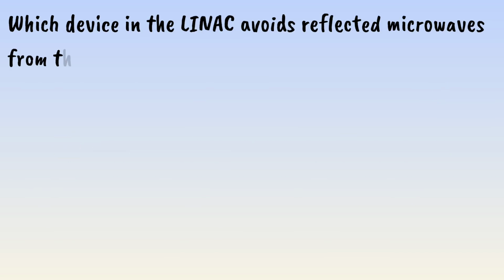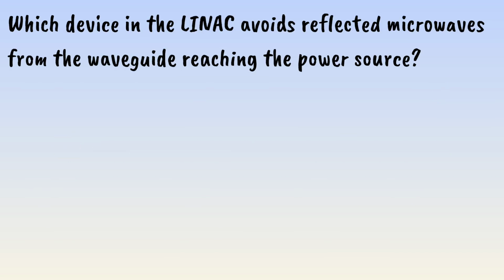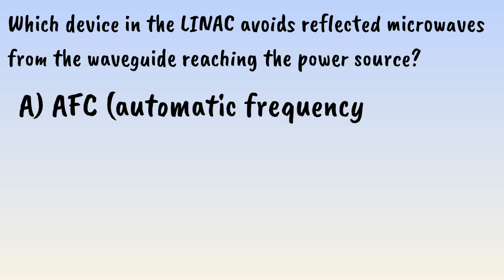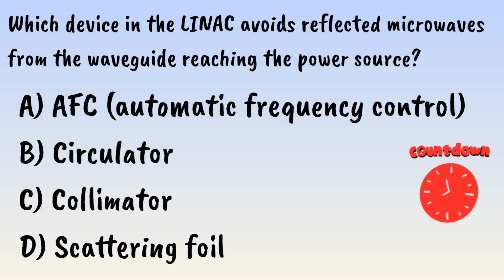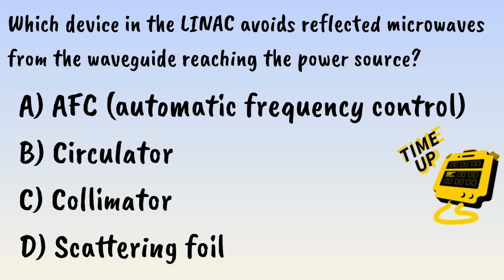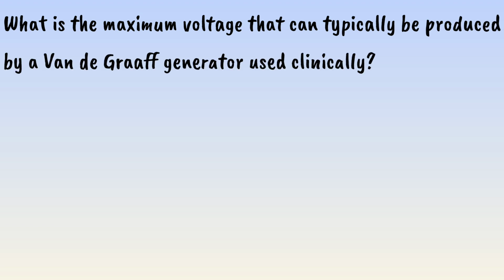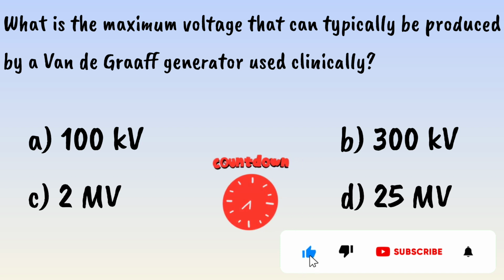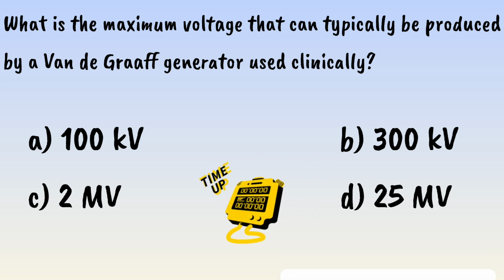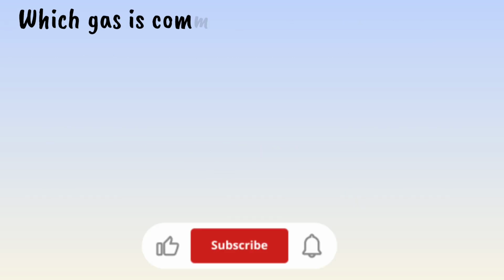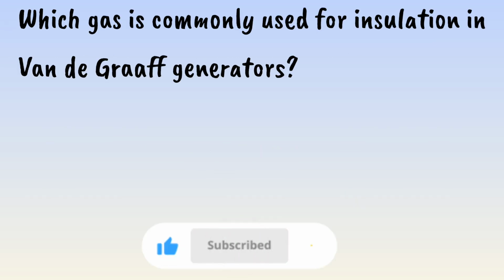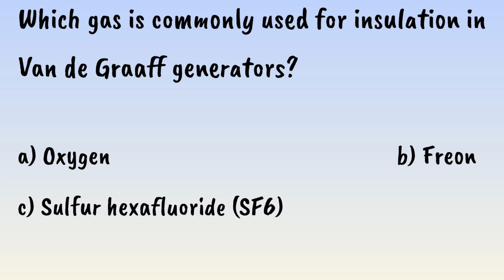Which device in the LINAC avoids reflected microwaves from the waveguide reaching the power source? What is the maximum voltage that can typically be produced by a Van de Graaff generator used clinically? Which gas is commonly used for insulation in Van de Graaff generators?